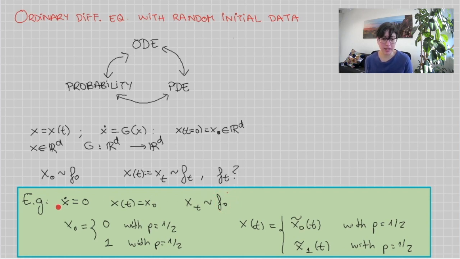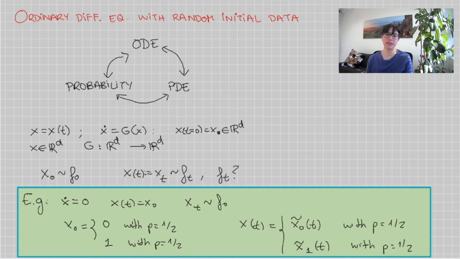Another simple example is to consider a very simple initial data, where x0 is equal to 0 with probability 1/2, or is equal to 1 with probability 1/2. And then x of t is going to be the solution of our ODE starting at 0. Here, this is what I denote by x tilde of x0. So the solution of my ODE starting at 0 with probability 1/2, and the solution of my ODE starting at 1, which I denote by x tilde x1, with probability 1/2. So this gives me the law of my x of t.